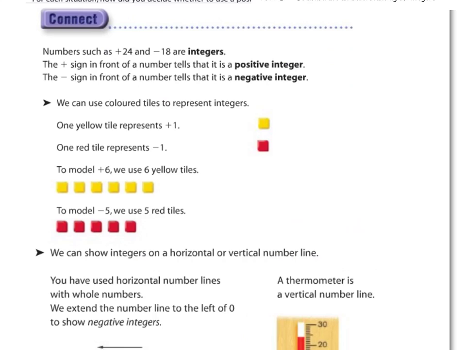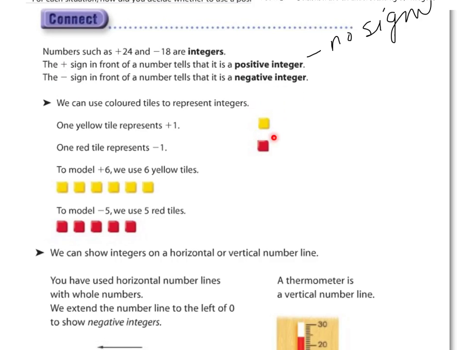All right, looking at our Connect section now. Numbers such as positive 24 and negative 18 are integers. A plus sign in front of a number tells us that it's positive. Also, no sign in front of a number tells us that it's positive. So if there's no sign, it is also positive. A negative sign in front of a number, a minus sign in front of a number, tells us that it's negative.